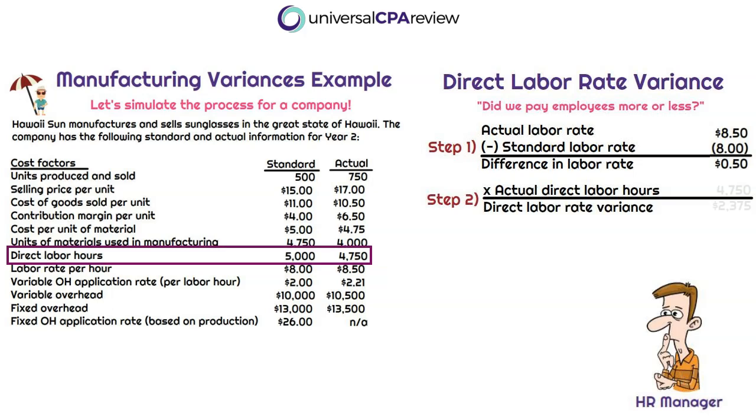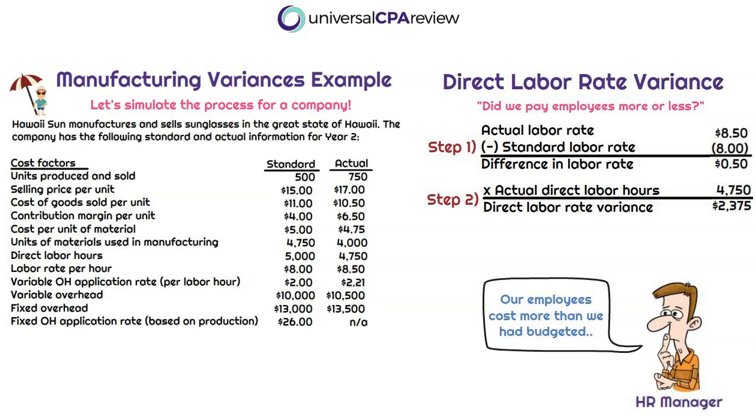But when we multiply that in step 2 by the actual direct labor hours of 4,750, well, that results in a direct labor rate variance of $2,375. Now, since we paid more per direct labor hour than we had as a standard or budgeted, that is why it's unfavorable. So for the HR manager or the production manager, they would say, hey, our employees cost more than we had budgeted. But here's why. Now, we don't know why, but they would have to come up with some sort of explanation for this unfavorable variance.